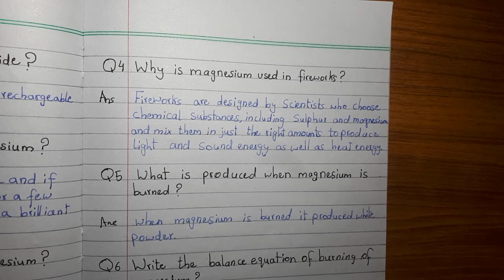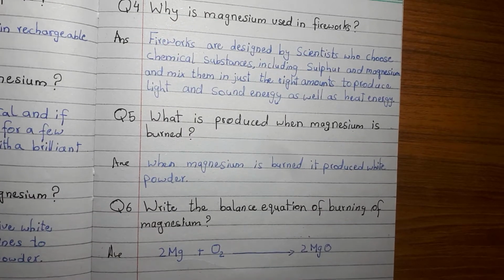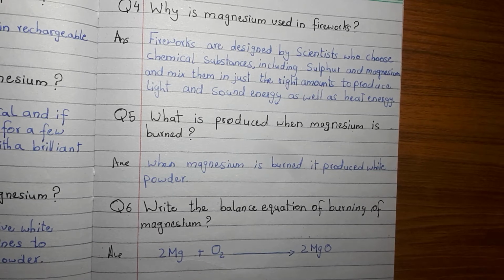What is produced when magnesium is burned? When magnesium is burned, it produces white powder. Write the balanced equation of burning of magnesium. 2 Mg plus O2 is equal to 2 MgO.